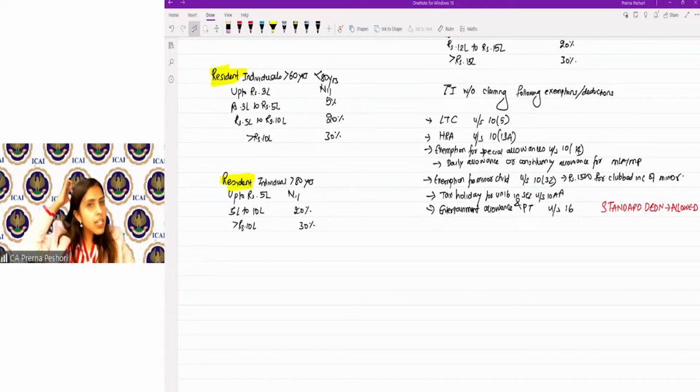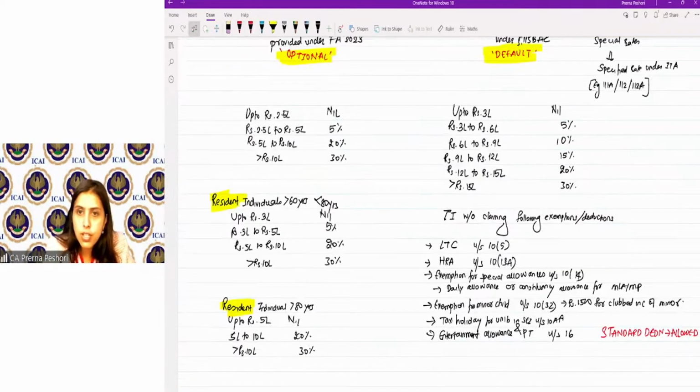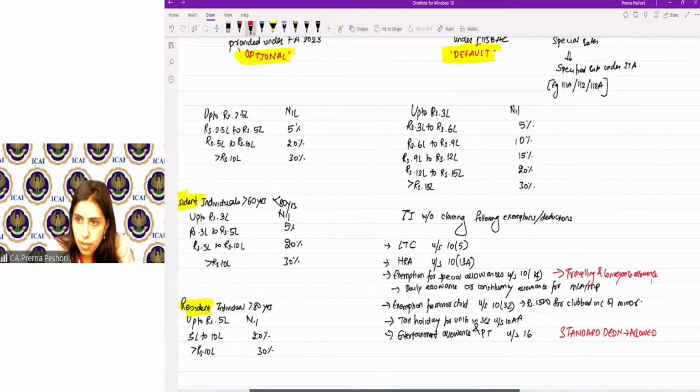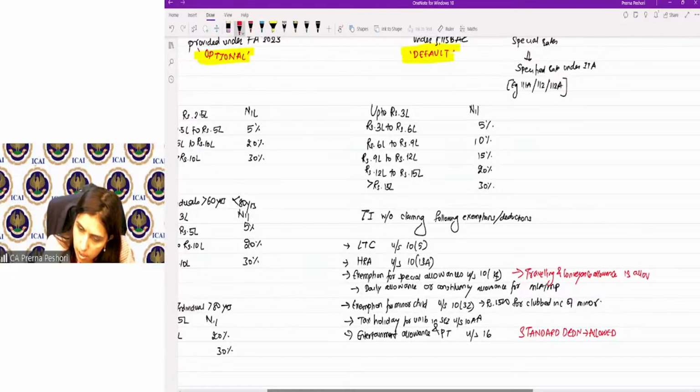Then, in case some conveyance allowance is given for the performance of duty, so again that will also be allowed to the assessee under 115 BAC. Are we getting that? So therefore, in respect of 115 BAC, the following allowance will be allowed. Standard deduction is what I have written. Here you can write down: traveling and conveyance allowance is allowed.